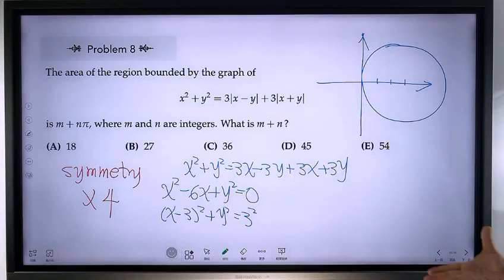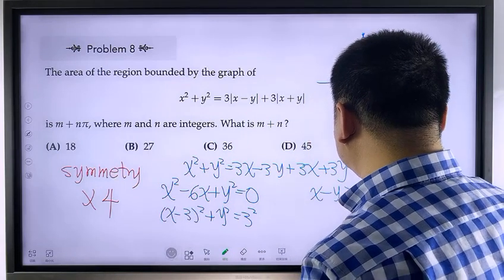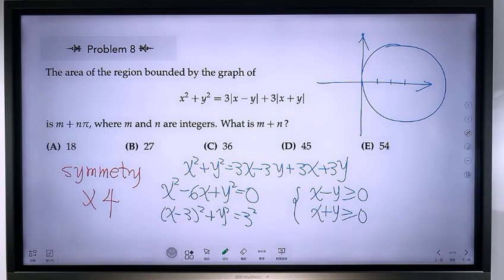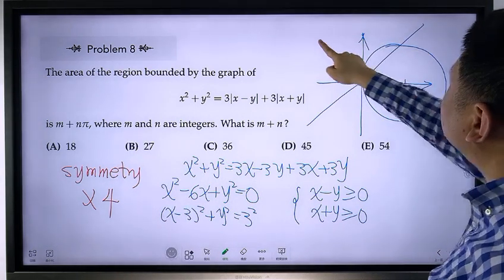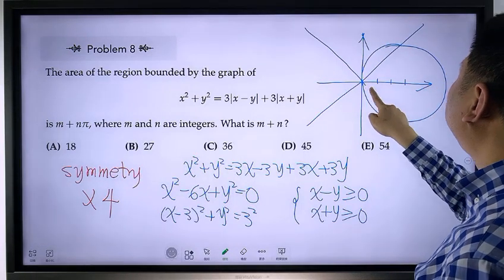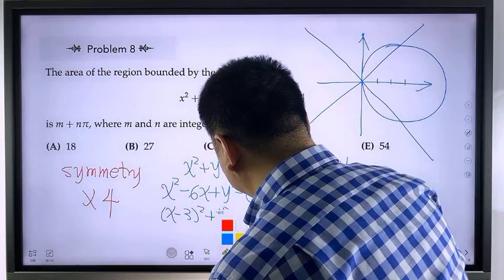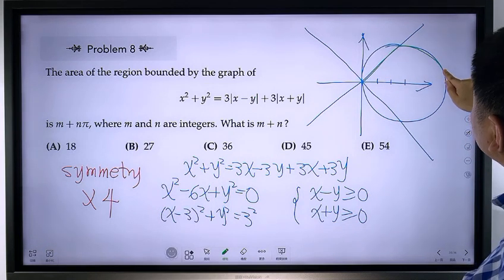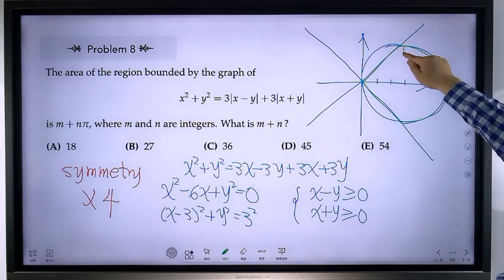However, we need to see that this may not be the whole circle in the region, because what are the restrictions? The restriction I have is x minus y is greater than 0, and x plus y is greater than 0. So this is the line x minus y equals 0, and that is x plus y equals 0. So this has to be both positive, which means now we can circle a region. x minus y has to be positive. This has to be both positive. So it's this. Okay.